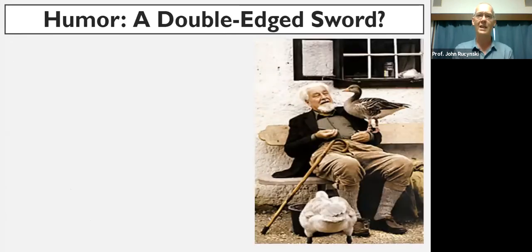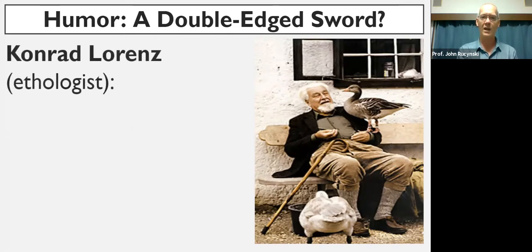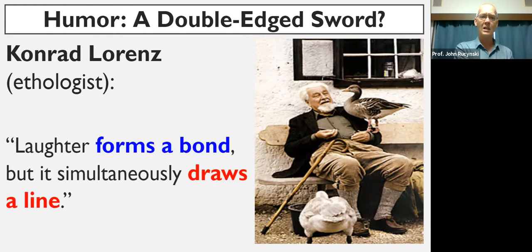So let me start by thinking about this. Many people will call humor a double-edged sword, meaning it has both benefits and problems. This man here on the right is Konrad Lorenz, who was actually an ethologist studying animals, but he has some wonderful quotes about humor. My favorite one: laughter forms a bond, but it simultaneously draws a line. In other words, laughter can bring us together, but laughter can also cause misunderstandings and tear us apart.